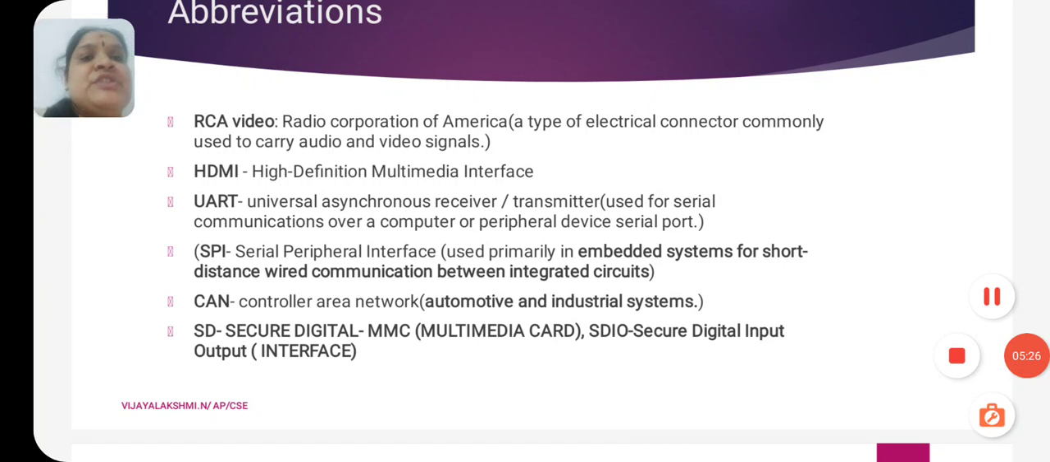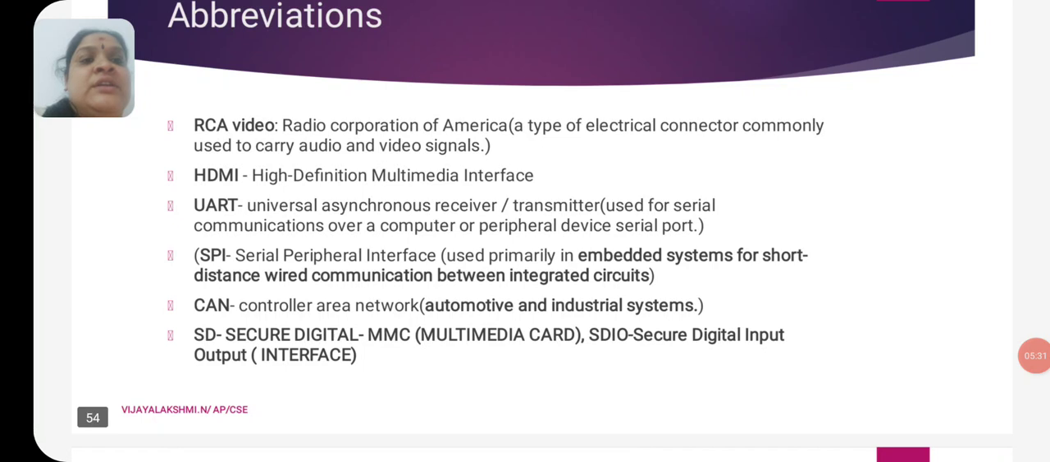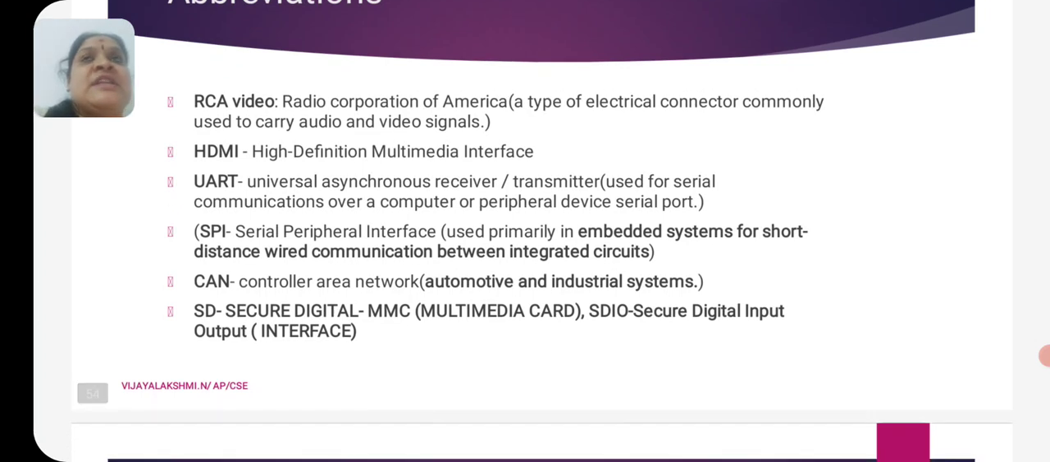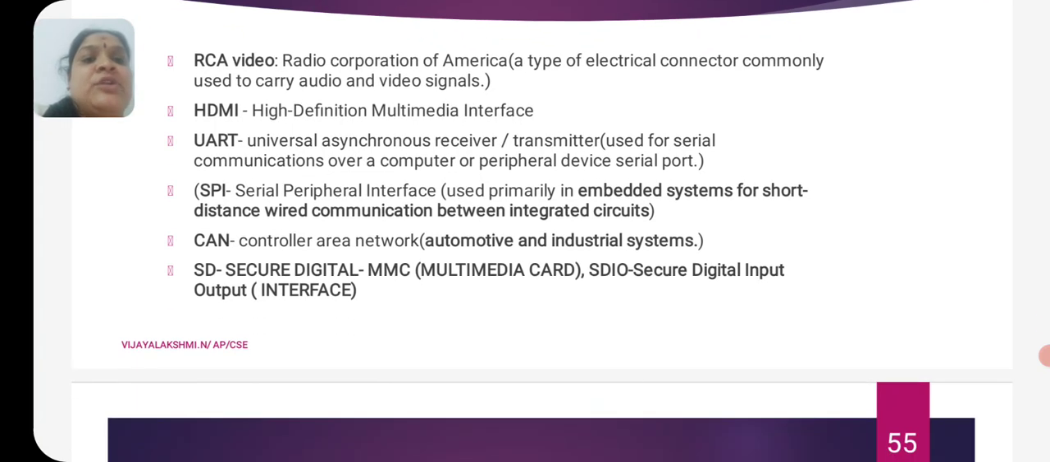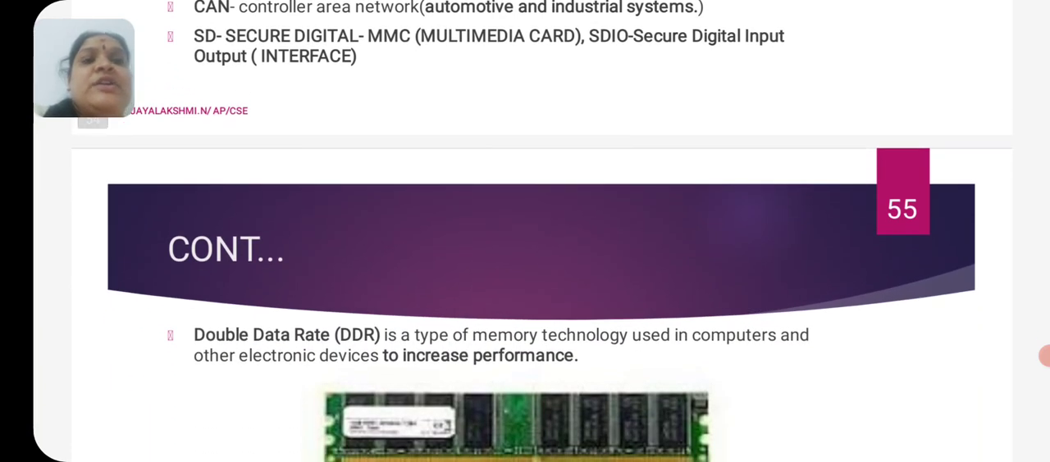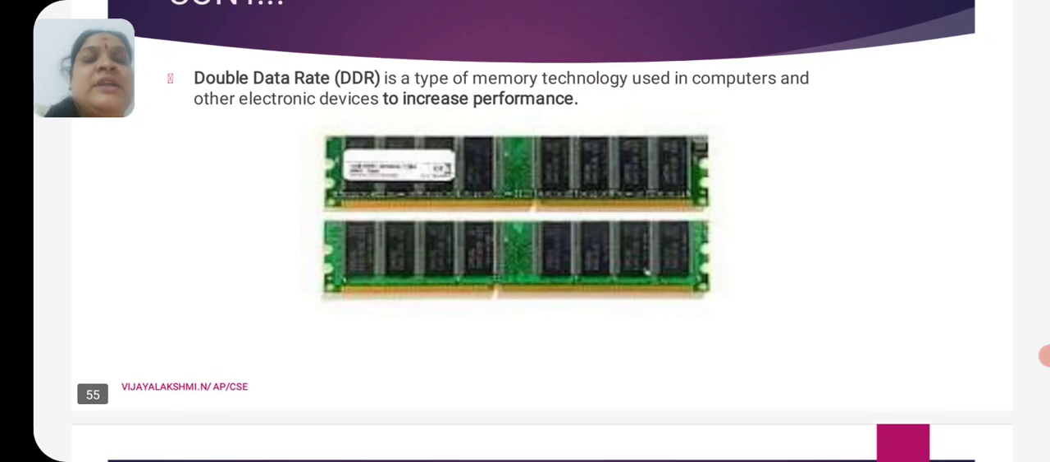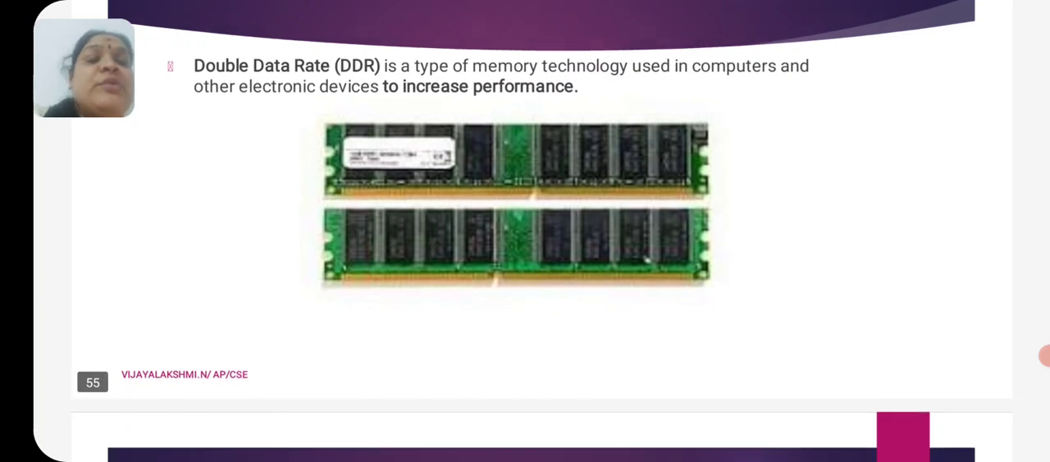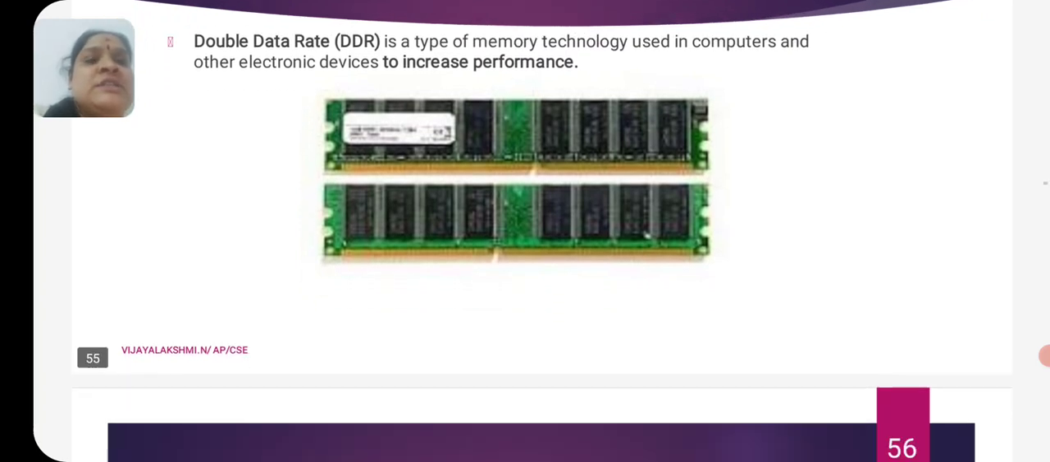Here are some abbreviations for the physical design of IoT. One is RCA, that is Radio Corporation of America. HDMI is nothing but High Definition Multimedia Interface. UART is Universal Asynchronous Receiver Transmitter. SPI is nothing but Serial Peripheral Interface. And CAN is nothing but Controller Area Network. SD is Secure Digital, and MMC is Multimedia Card. SDIO is Secure Digital Input Output. And double data rate, which I already told. To improve performance, we are using this DDR.